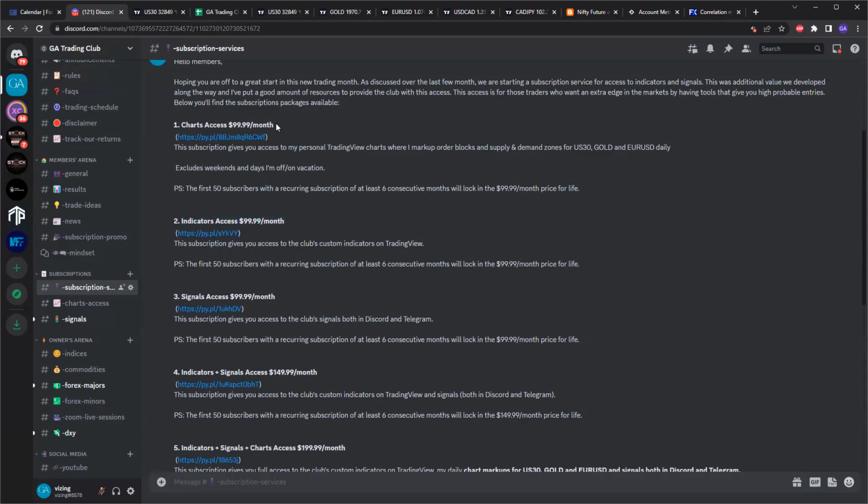Charts access: there are people who have their own way of marking up charts, so if you already have that, you don't need it. But if you're still a beginner, this is a big thing. I never knew anything about order blocks the first year, or probably the first 2 years of trading. But when I learned about order blocks, trading became so simplified for me. So if you're a beginner, at the very least, you need this.